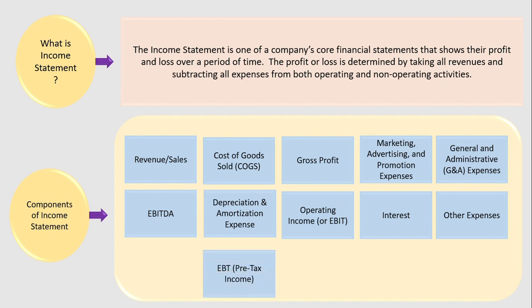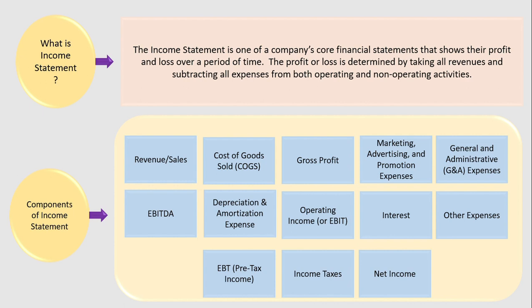Next, earnings before tax, also known as pre-tax income, is found by subtracting interest expense from operating income. This is the final subtotal before arriving at net income. Next, income taxes refers to the relevant taxes charged on pre-tax income. Next, net income is calculated by deducting income taxes from pre-tax income. This is the amount that flows into retained earnings on the balance sheet after deductions for any dividends. That's all about components of income statement.